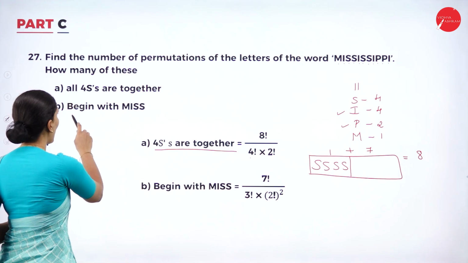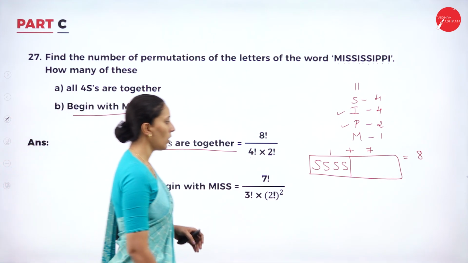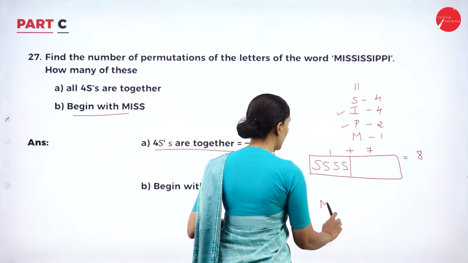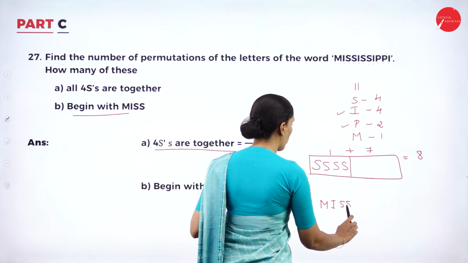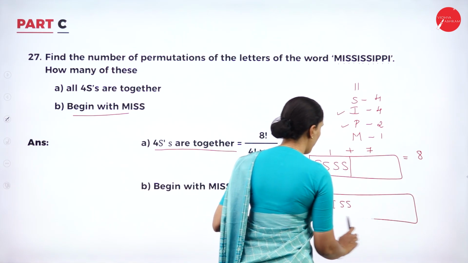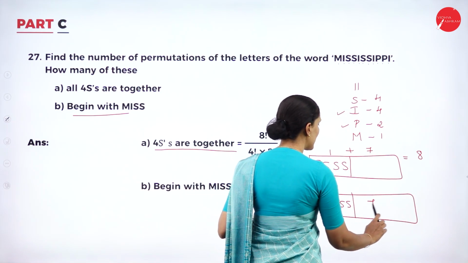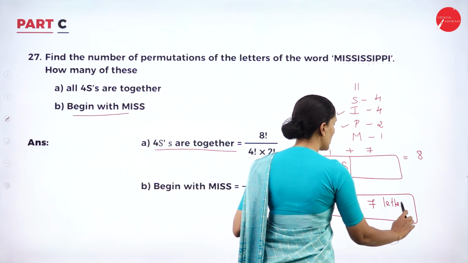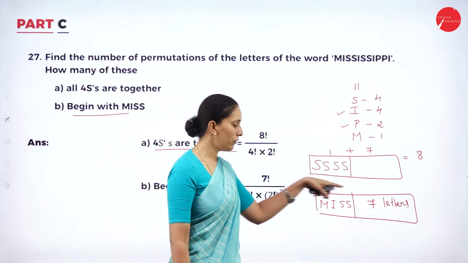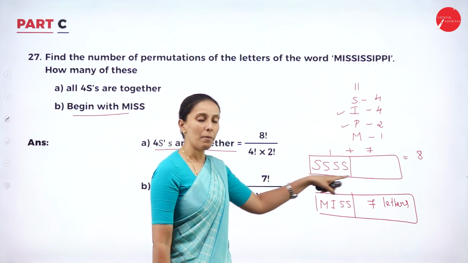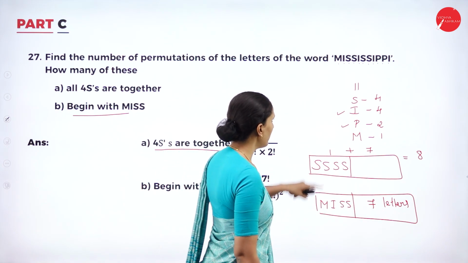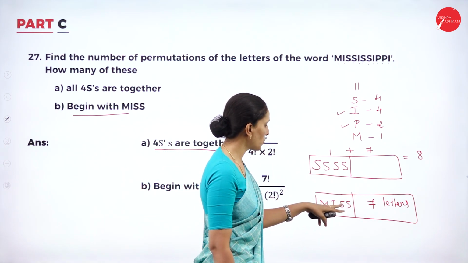The next thing is we have to begin with Miss. So when I say begin with Miss, the first 4 places are already fixed: M, I, S, S. So there are remaining 7 letters, and we need to just arrange 7 letters. Therefore, it is 7 factorial. But among the 7 letters, we have S repeated 2 times because 2 S's are here.